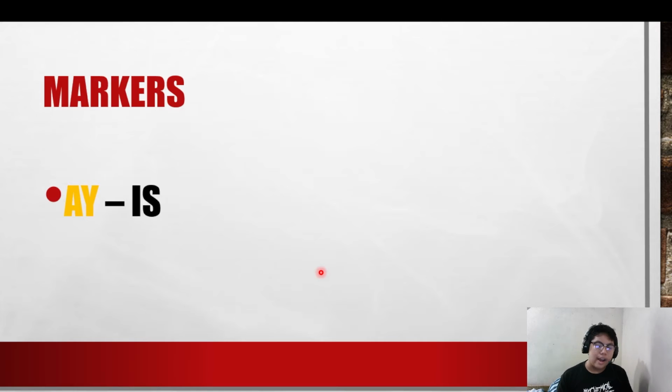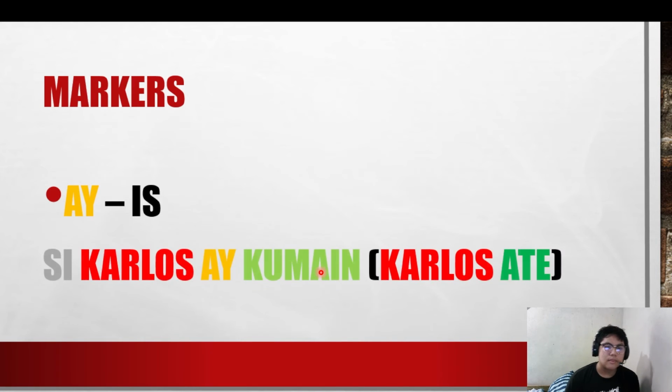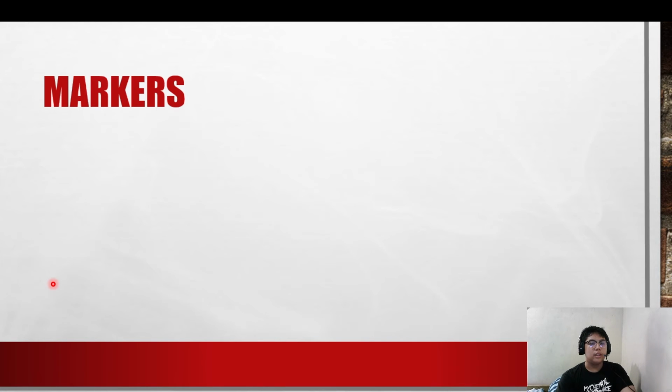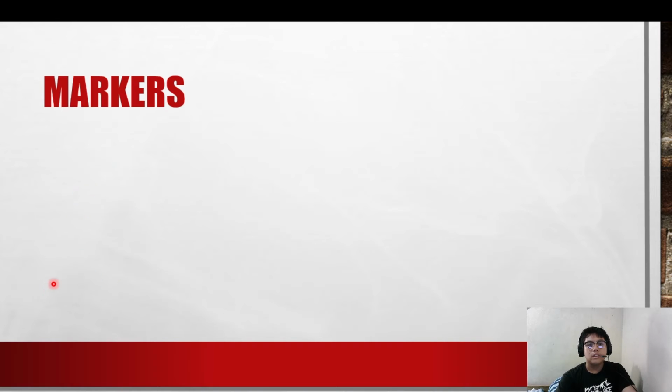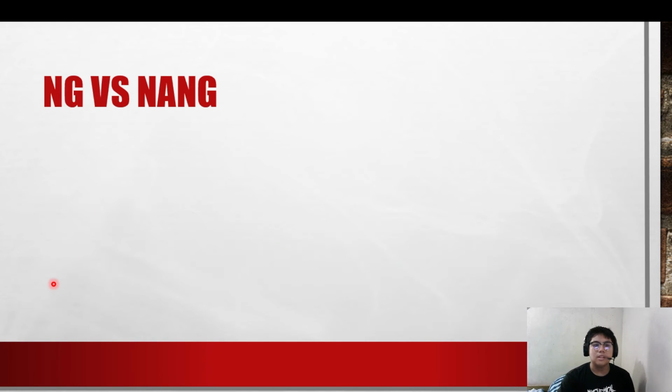Next is ay. Ay is, I'm pretty sure it's a direct translation at this point. It's how you say things. That easy. Si Carlos ay kumain. Carlos ate. You see that ay? Ooh, wow. Did I? Yep, I totally color coded correctly. No, no errors there. I'm so amazing.